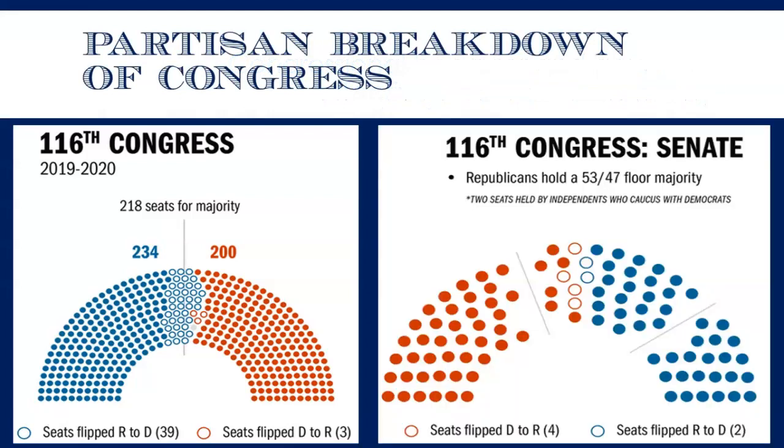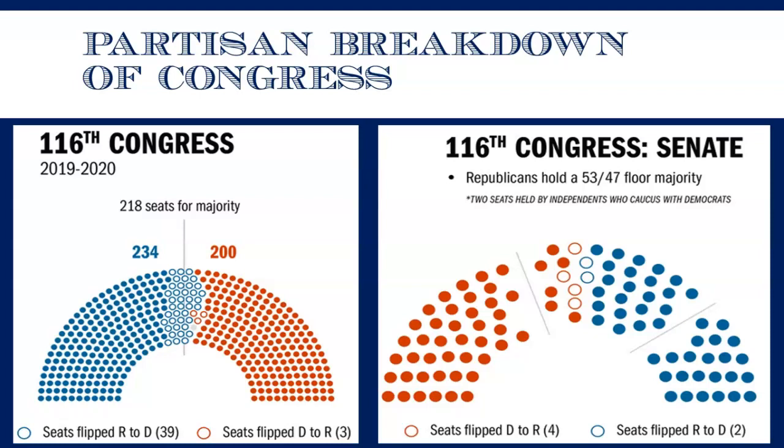Here's a partisan breakdown of the Congress, the 116th, the most current Congress. If you look at the House on the left right here, 234 seats are held by Democrats and 200 are held by Republicans, with one seat, obviously, being unfilled.